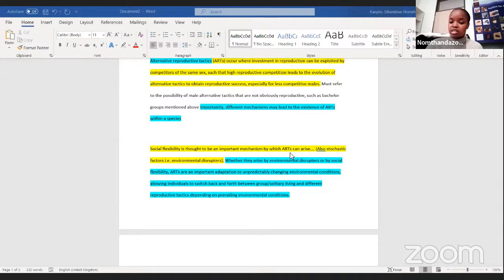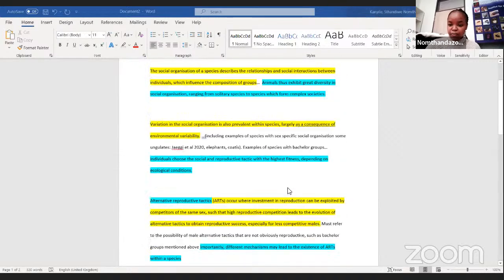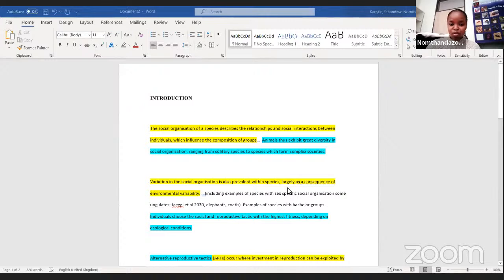Whether they arise by environmental disruptors or by social flexibility, ARTs are an important adaptation to unpredictably changing environmental conditions, allowing individuals to switch back and forth between group and solitary living and different reproductive tactics depending on prevailing environmental conditions. One species where so far 3 ARTs in males have been described is the socially flexible African striped mouse, Rhabdomys pumilio, from the semi-arid succulent Karoo. Here we describe for the first time a 4th male tactic in which males live in all male groups, so-called bachelor groups. So that is the flow.